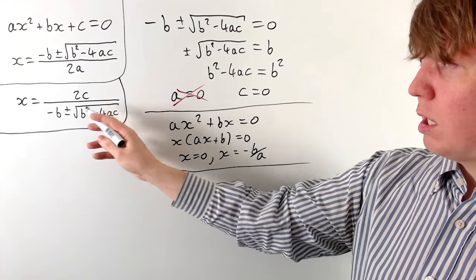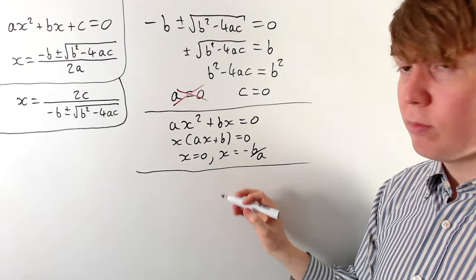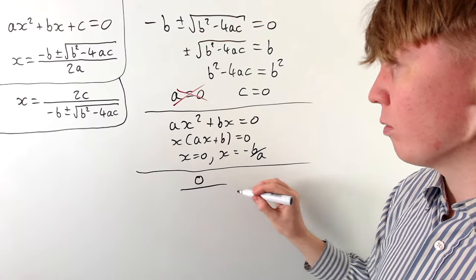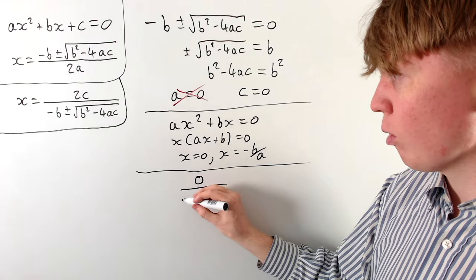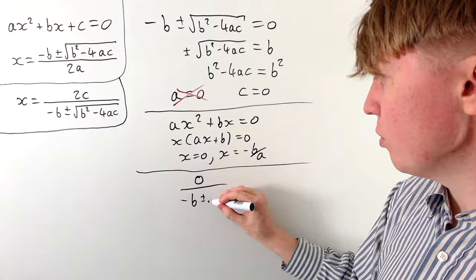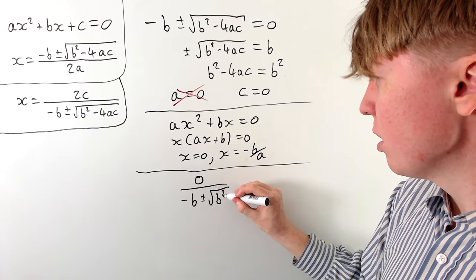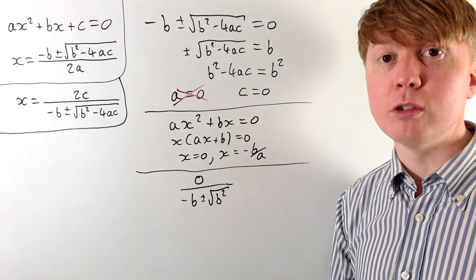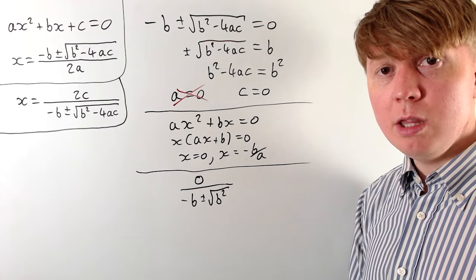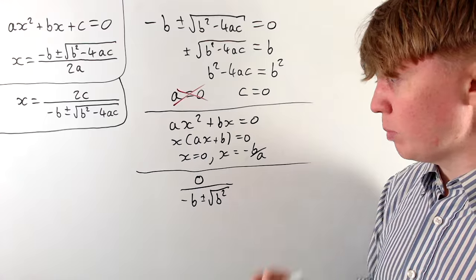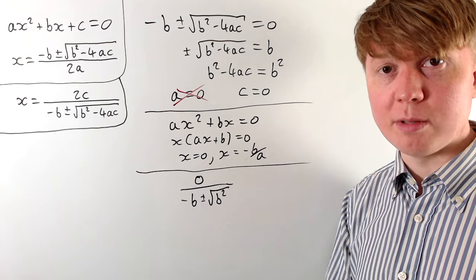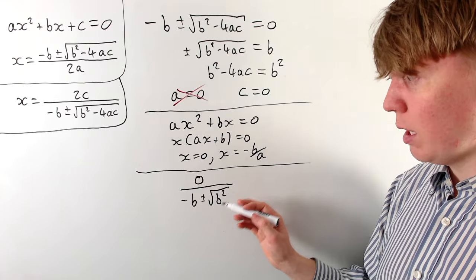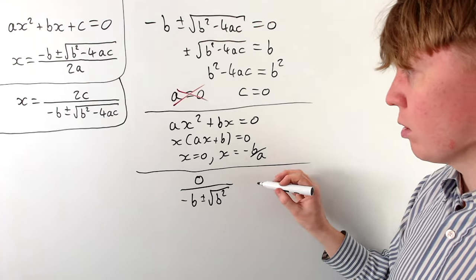So we'd have 2c over minus b plus or minus the square root of b squared minus 4ac. This would give us 0 for our 2c, because c is 0, over minus b plus or minus the square root of b squared, because the c is equal to 0, so our 4ac disappears. So we're in this situation again where the square root of b squared is either b or perhaps the negative of b if b is negative. But either way, we're just adding b and subtracting b for our two solutions.